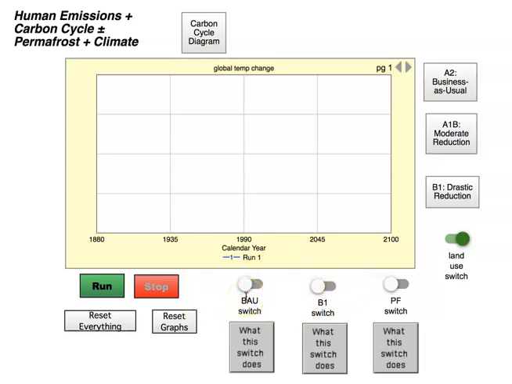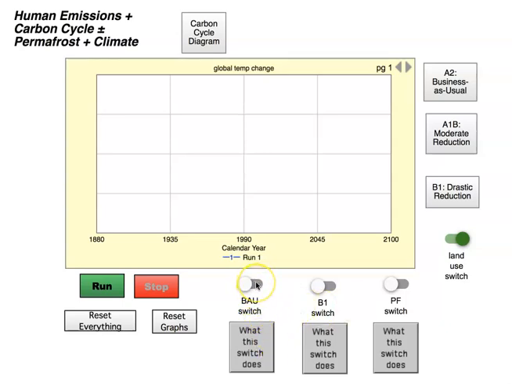Okay, and finally over here, we have a permafrost burning switch. This is going to show you what happens when we start burning permafrost and putting all that methane and CO2 into the atmosphere. That is with this switch on. Okay, with this switch off, we do not introduce that methane and CO2 into the atmosphere. All right, so let me show you what happens.